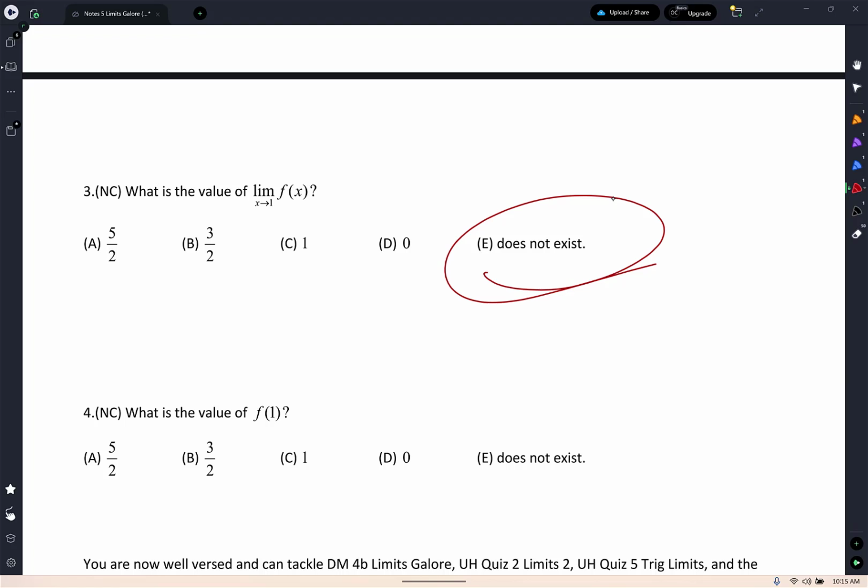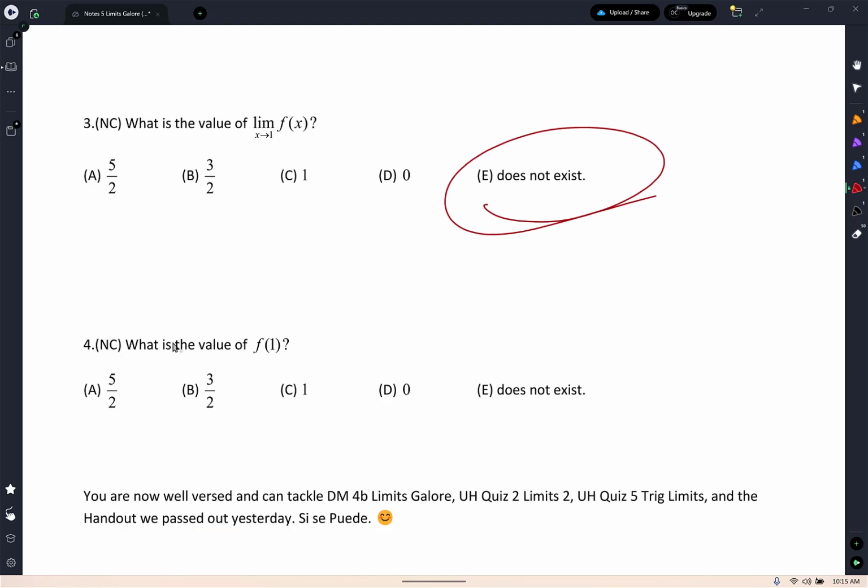Tell me why it doesn't exist, Boston. You were right. Perfect. She said it beautifully. I don't know if YouTube can hear, but she said because the limits from the left and the right are not the same. Beautiful.